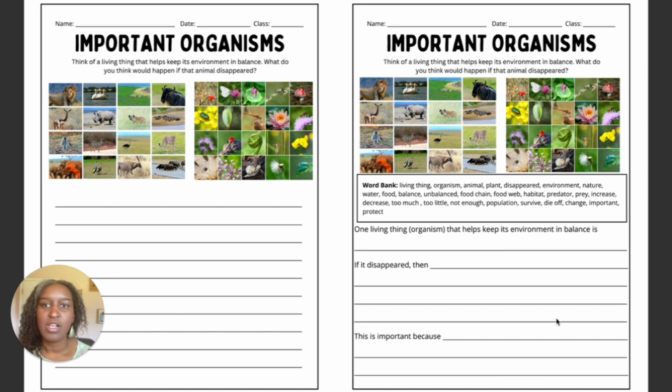on the right does. So here students are just being asked to think about a living thing that helps to keep its environment in balance. What do you think would happen if that animal disappeared? And for the more scaffolded version, students have the word bank and they have sentence starters to get them going.